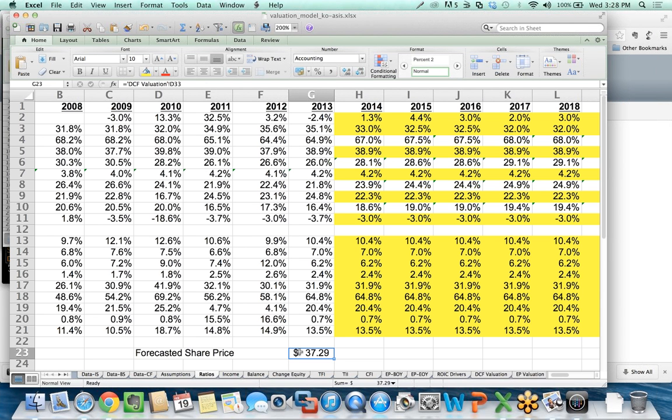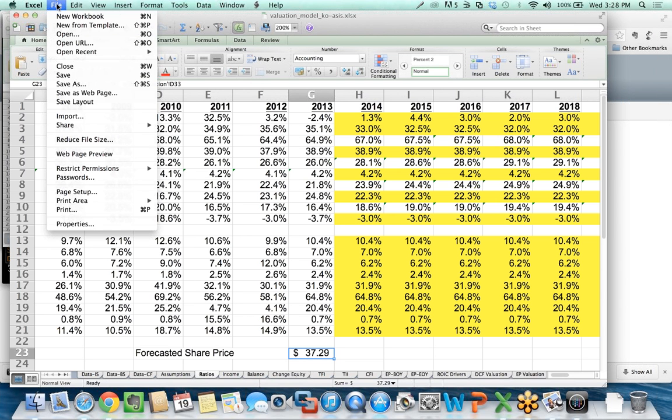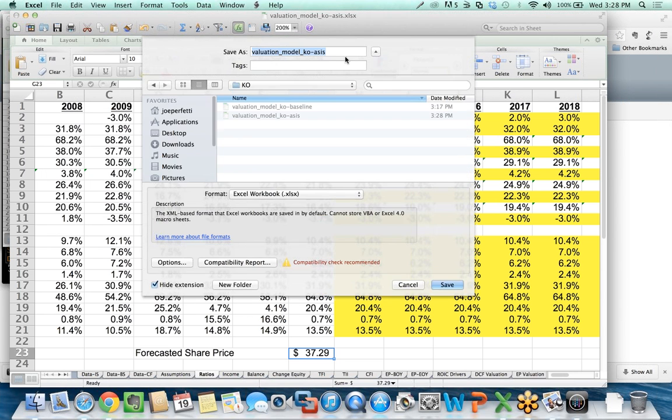And now I have to save this. Again, I'll save what I've done. And I'm now going to save the file and rename it, save as, my final valuation.